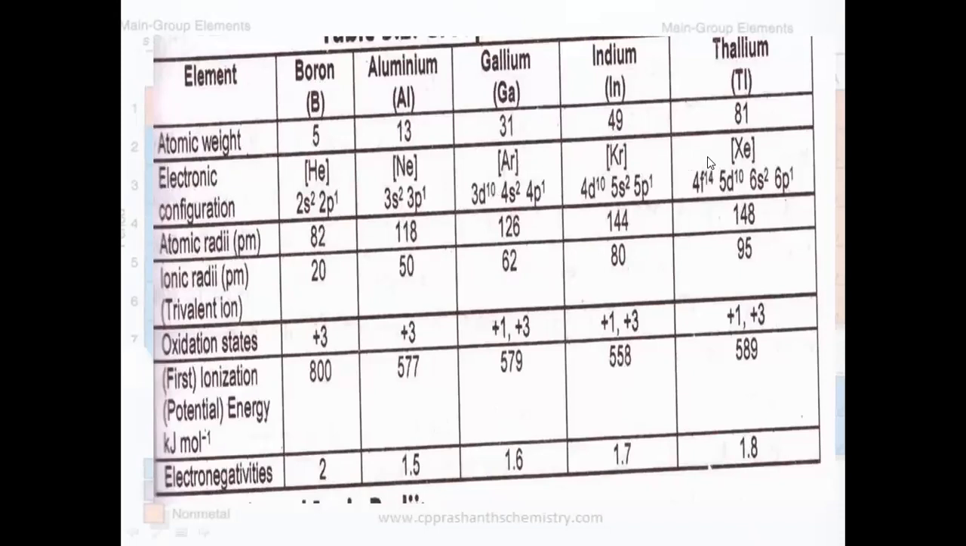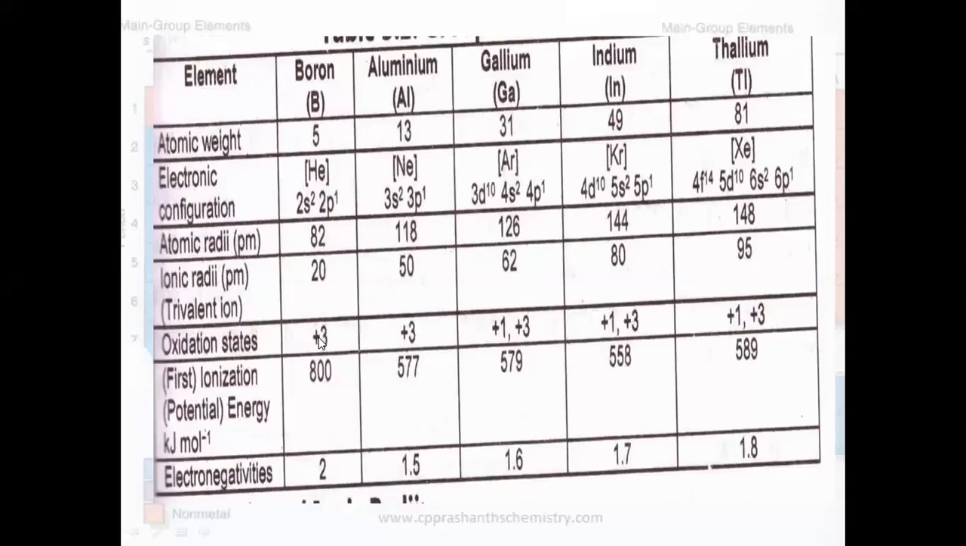Here is the electronic configuration, and the atomic radii go on increasing from boron to thallium, because if we travel down any group, the size increases. The ionic radii for trivalent, that means boron in +3 oxidation state, are 20, 50 picometer, 62, 80 and 95. That means the ionic radii also go on increasing.